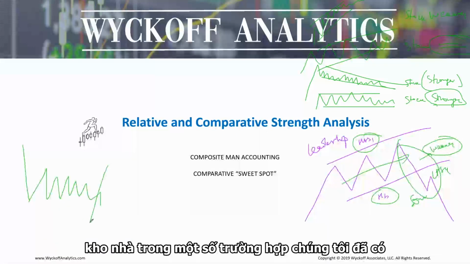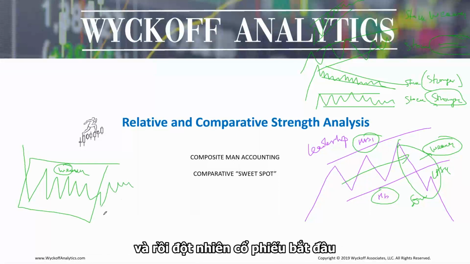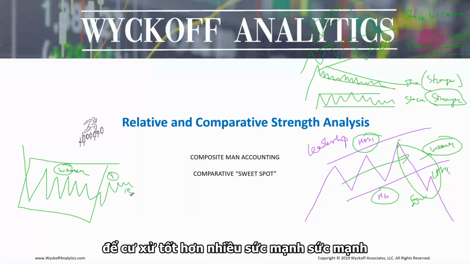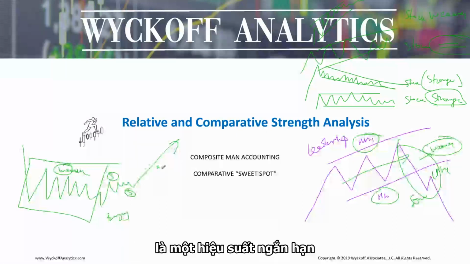So effectively think about what we just did with Home Depot. In some of the cases, we had a weaker long-term picture and then suddenly the stock is starting to behave much better. Strength suggests some buying. And that suggests that there's going to be a short-term outperformance.